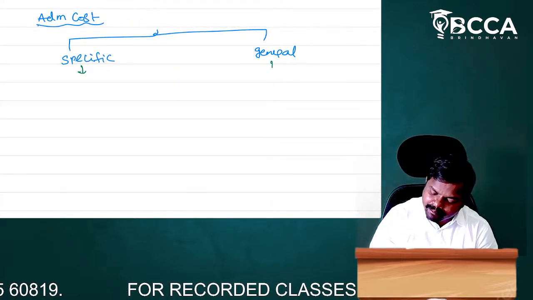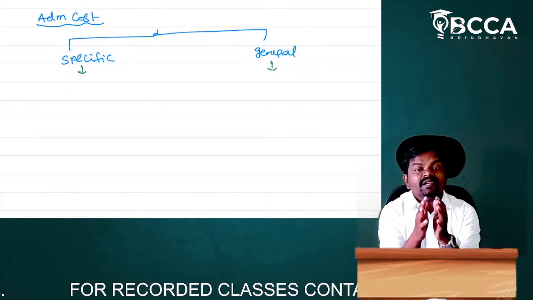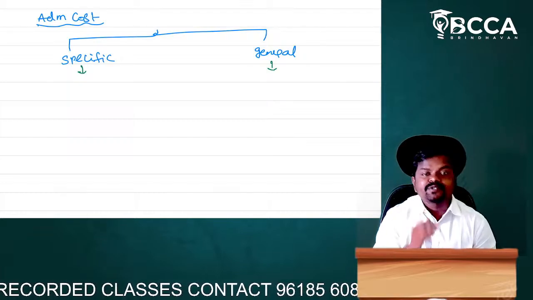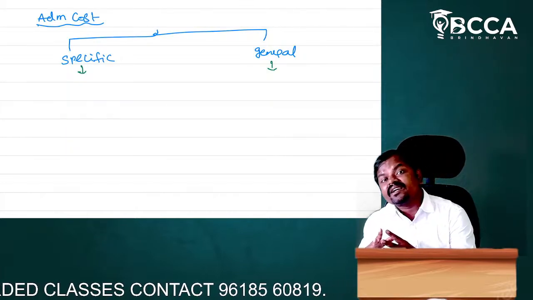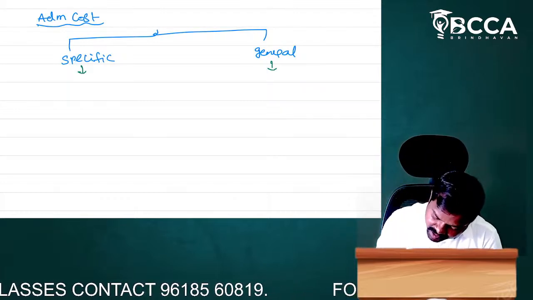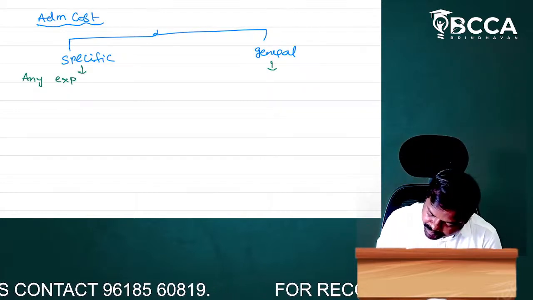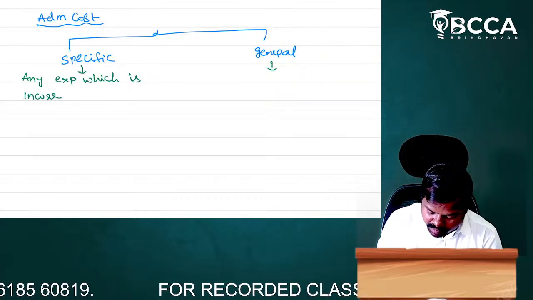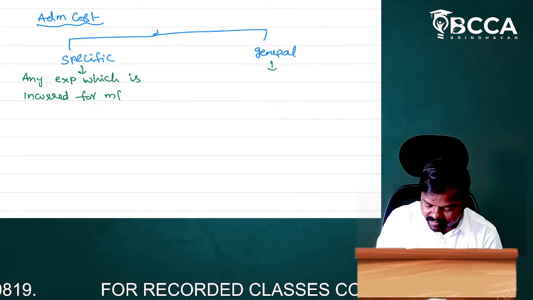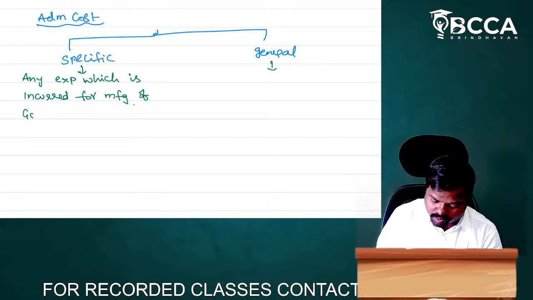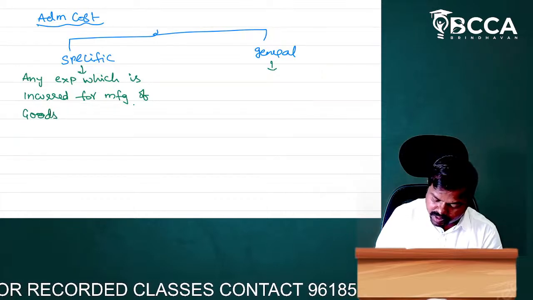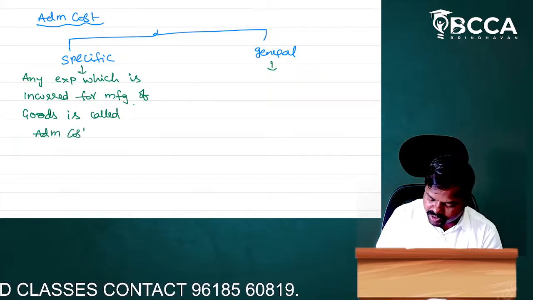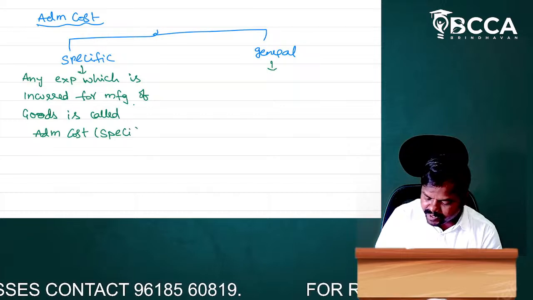Sir, what is the meaning of administration specific? Listen carefully. Any administration expense which is incurred for manufacturing of goods is called administration cost, and in bracket we can call it specific.